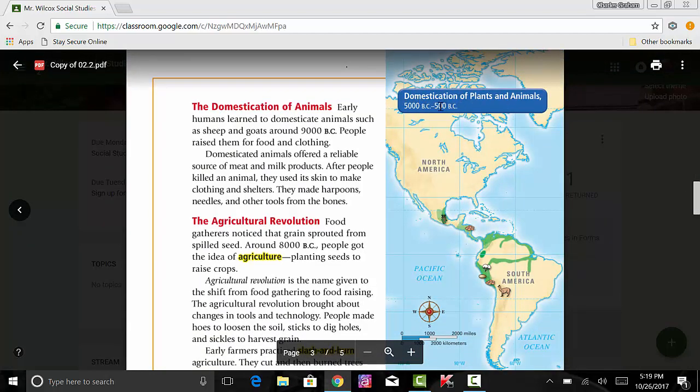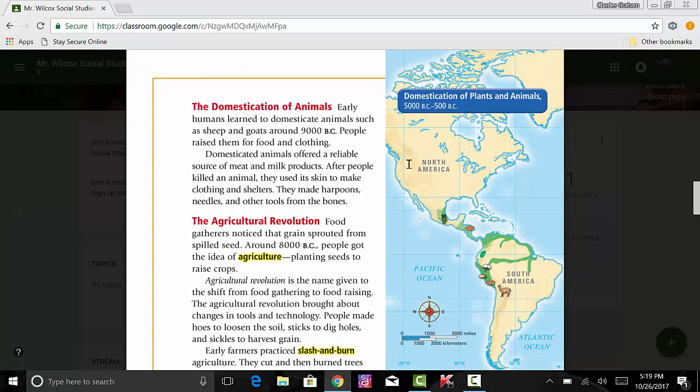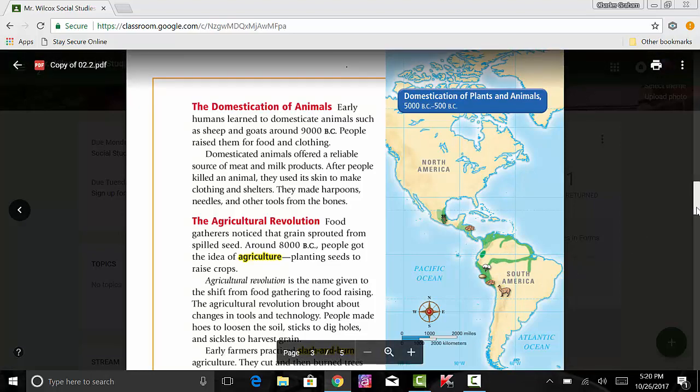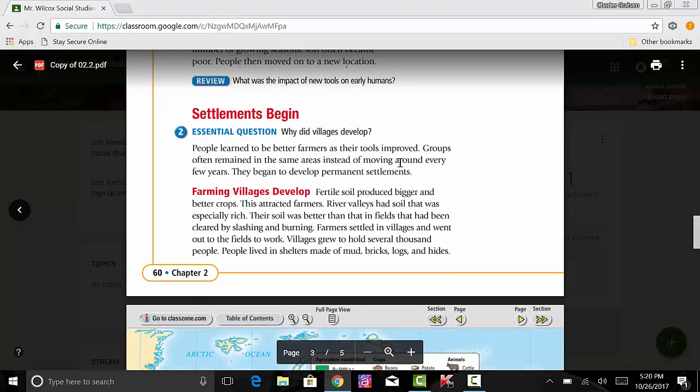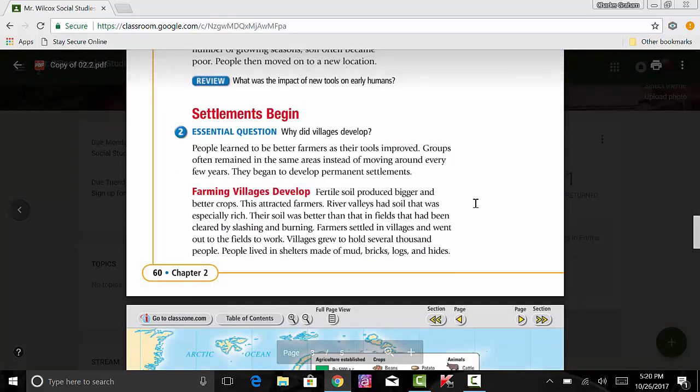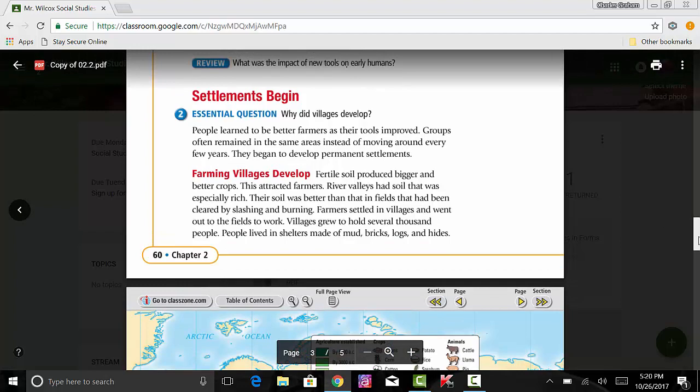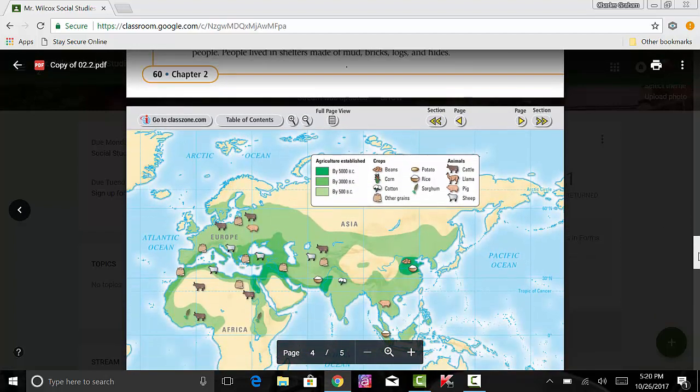Domestication of plants and animals, 5,000 BC to 500 BC. So you're looking at about 7,000 years ago. And this is us here in San Francisco over here. You go south into Mexico and then Central America and then South America down here. You can look at the different types of things that are being domesticated, crops and animals. Settlements begin. Farming villages develop. Notice I'm not even reading any of the text yet besides the headings.